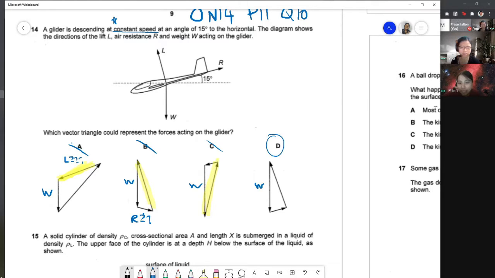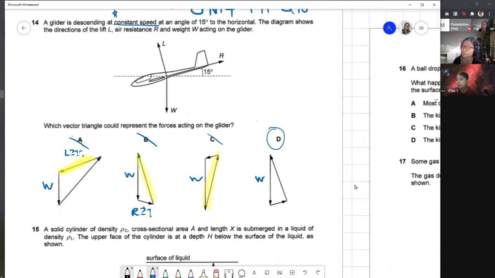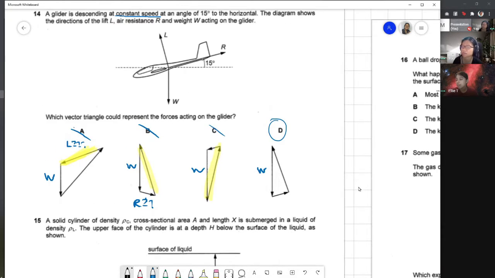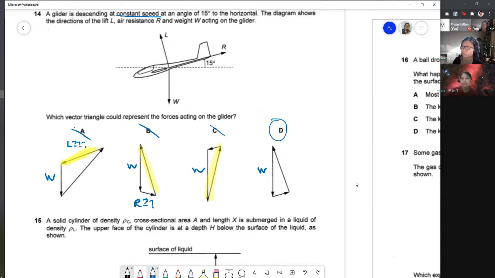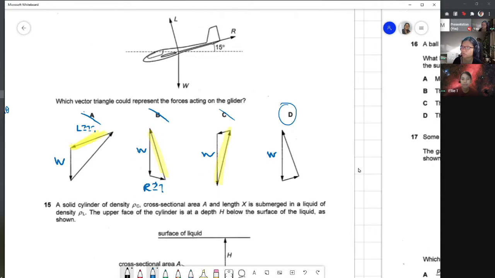Looks like the best. Although the vectors are not drawn to scale, they try to throw us off, but you can look at the direction. It should help. The direction is more important than the actual scale itself. Okay, next.